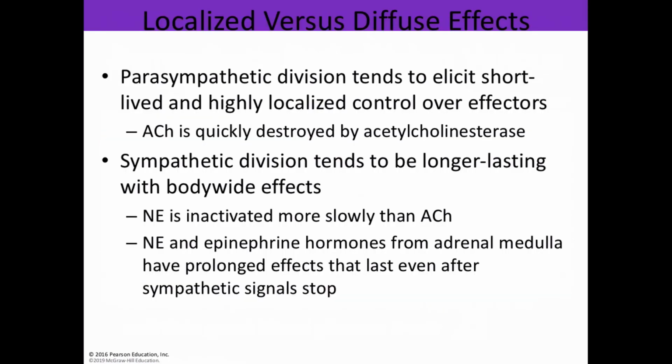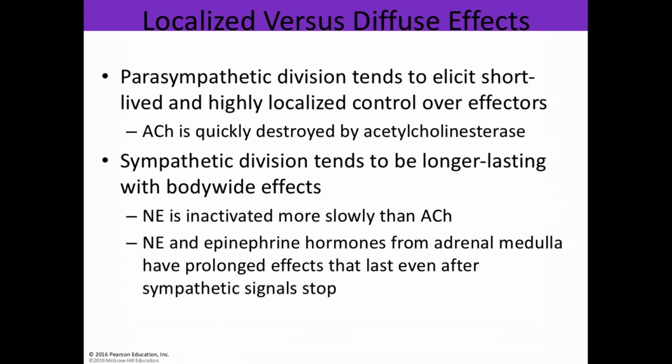So I was looking at this here, the parasympathetic division, class. It states that it tends, class, to elicit those short-lived and highly localized control over those effectors. So, of course, acetylcholine is quickly destroyed by acetylcholinesterase. However, the sympathetic nervous system, class, that division there, tends to be longer-lasting with body-wide effects, meaning norepinephrine, class, is activated more slowly than acetylcholine.